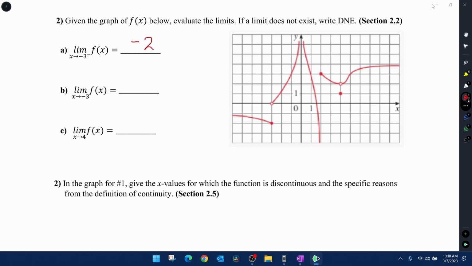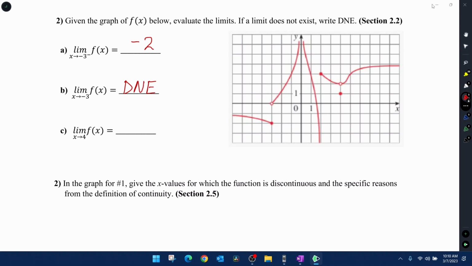Now the next one, where we're just approaching negative 3, that means from the left and the right, the fingers have to come together. Do they? No. And so what would that limit be? That one does not exist because we don't approach the same y from the left and the right.